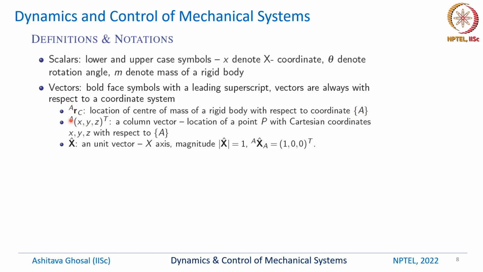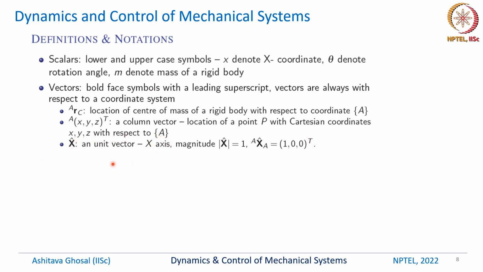Okay, and R is a vector, so it's a position vector, and we will see later that a position vector can be determined or represented by three scalars. So a vector will sometimes also be denoted in this form. Here A denotes the reference coordinate system, and x, y, z are the components of the vector. The T shows that it is a column vector. So basically this is the location of a point P with Cartesian coordinates x, y, z with respect to A.